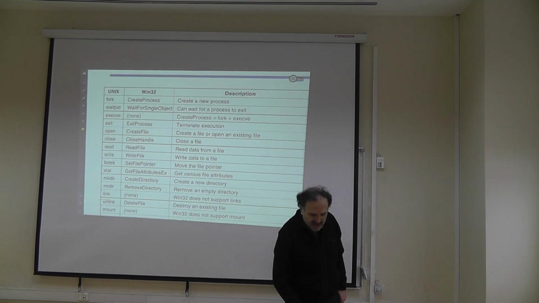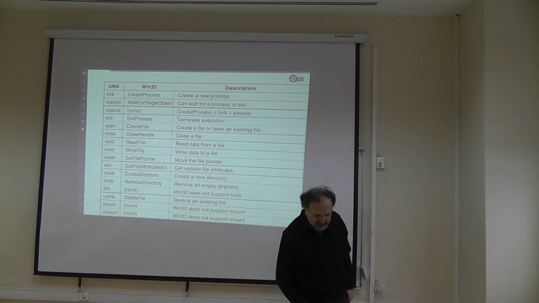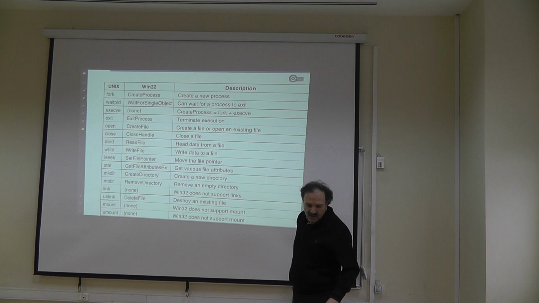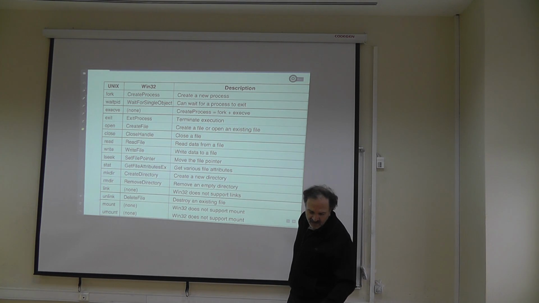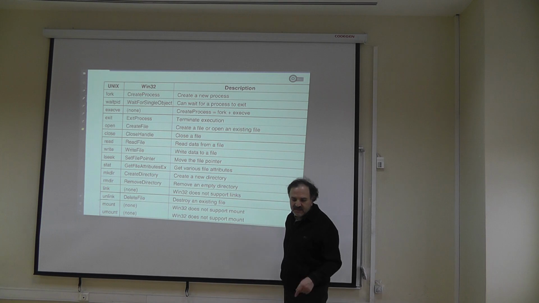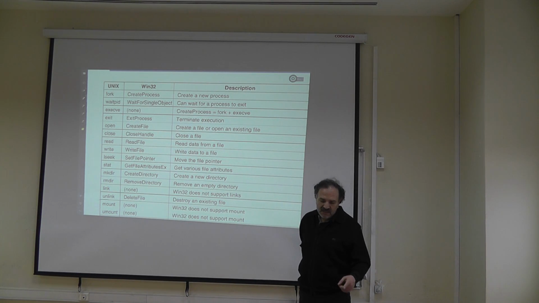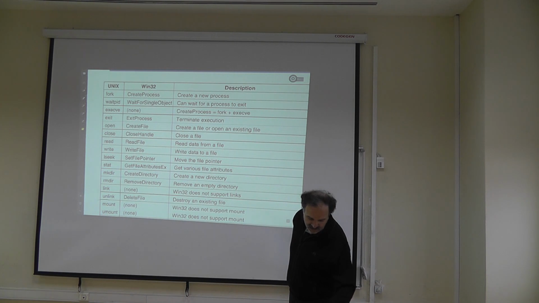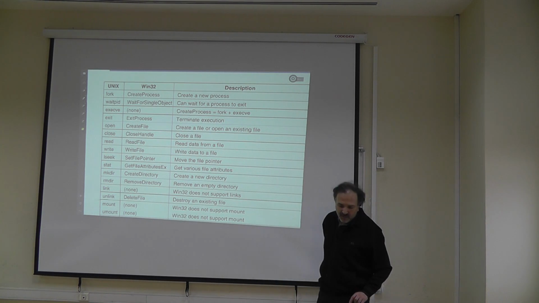For Unix, we have fork to make a new process. In Windows, we have CreateProcess. It creates a new process. For waitpid, we have WaitForSingleObject. We have no corresponding API function for execve. Instead of using this one, we use CreateProcess. CreateProcess forks, creates a new process, and executes a command. So it does both of them at the same time. There is no exact equivalent of the fork function in Windows.